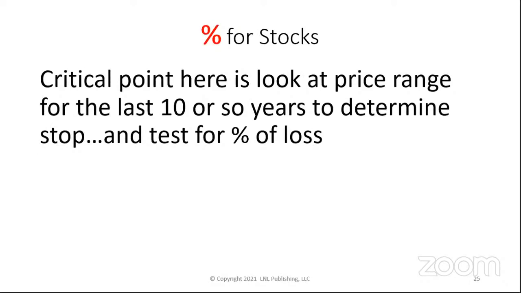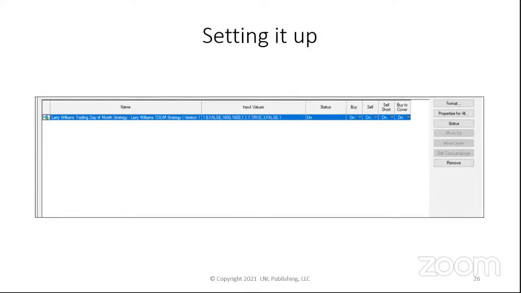For stocks, the critical point here is to look at the price range the last 10 years, 15 years, to determine the stop and what percent of stop loss you want to effect. Usually it's going to be about 4 to 5%. So this is how we set it up. Even if you don't have TradeStation, you want to watch this because you'll learn how I look at the market from looking at the software. So we put the software into TradeStation, do a strategy insert, and put that on your chart.